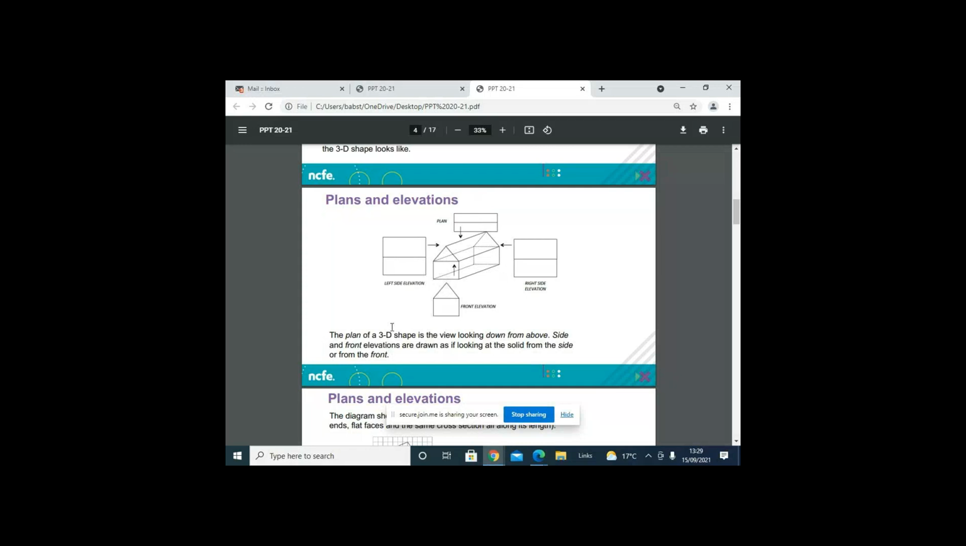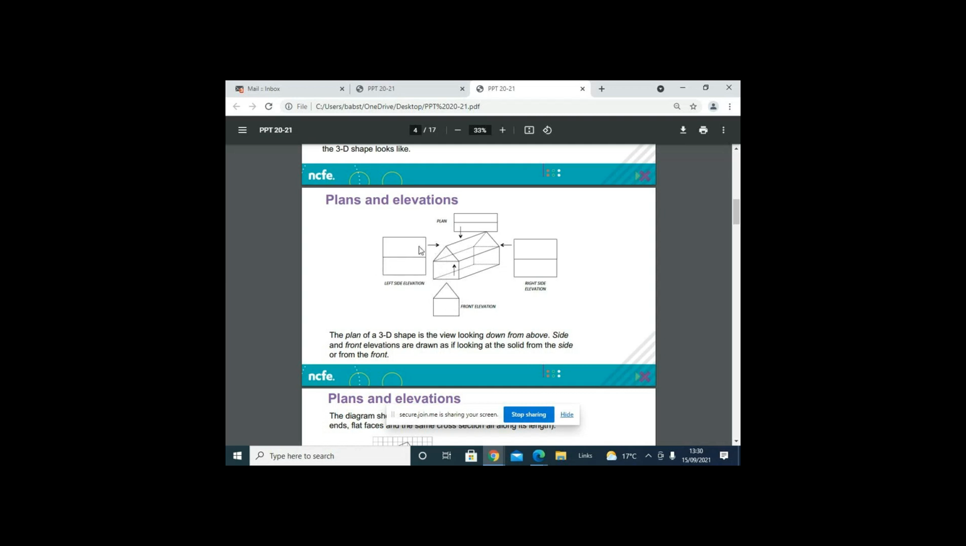Then the front elevation is that if you are in this position and you are looking at this shape, how will you look like? What you will see is just this part. You will see this part, and just this part is what you will see. This is the front elevation, like you can see from the front. What will you see? You will see just this part. That's the front elevation.